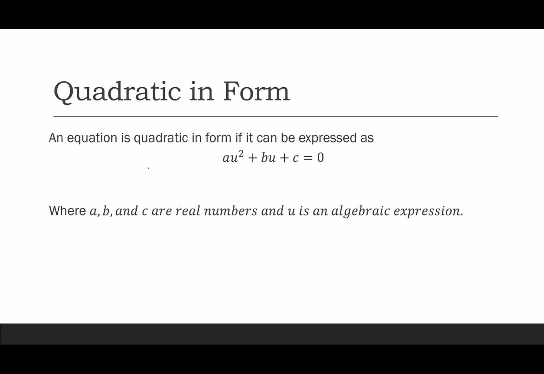Now we're ready to move on to something a little bit bigger, and what is called quadratic in form. An equation is quadratic in form if it can be expressed as a times u squared plus b times u plus c equals 0. The a, b, and c are real numbers, and u is an algebraic expression. Notice I have three terms here, so it looks like a trinomial. We've factored a lot of trinomials, so hopefully you make that connection too, that quadratics are trinomials. And then we're just going to look at, well, what will I do to solve that?